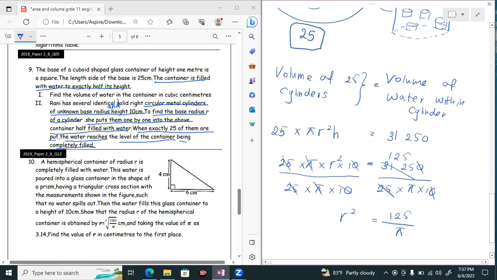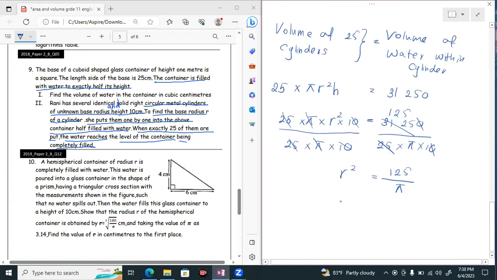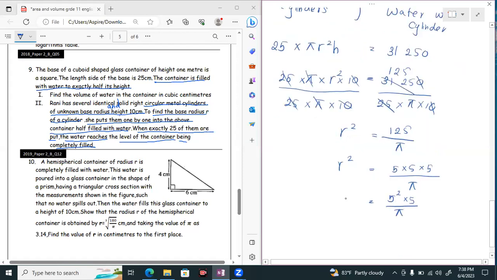Look at what you have to show. You have to show that it is 5 into 5 upon 5 square root. You can write 125 as 5 into 5 into 5, divided by 5, then put the square root. I will write 5 squared times 5 upon 5. Because when you take the square root of both sides, R is equal to, here the square root cancels, then 5 comes out. There's no square for the 5 and 5, so it remains within the square root. Then 5 upon 5. This is how you have to show the answer.